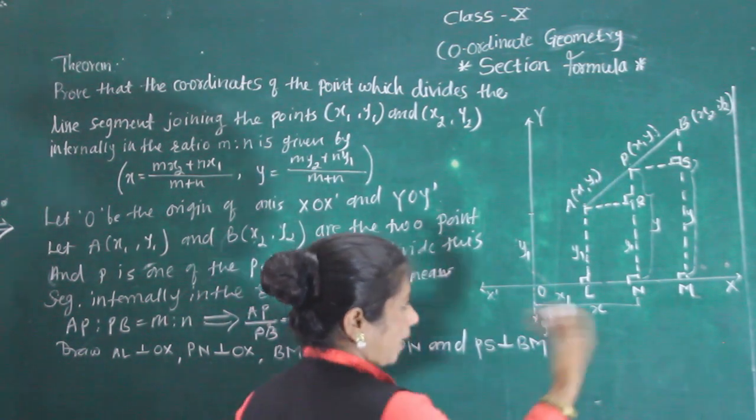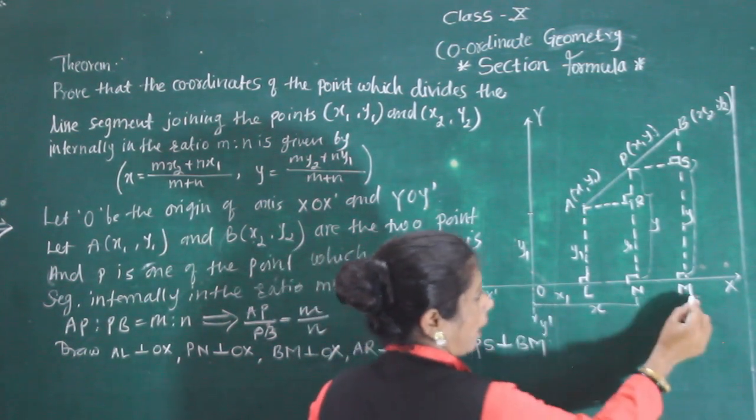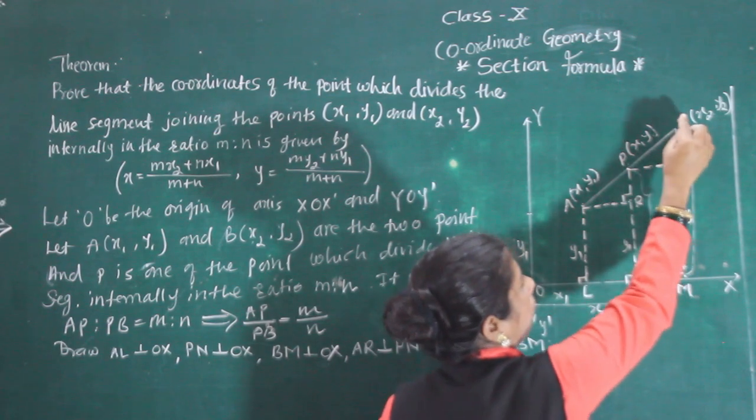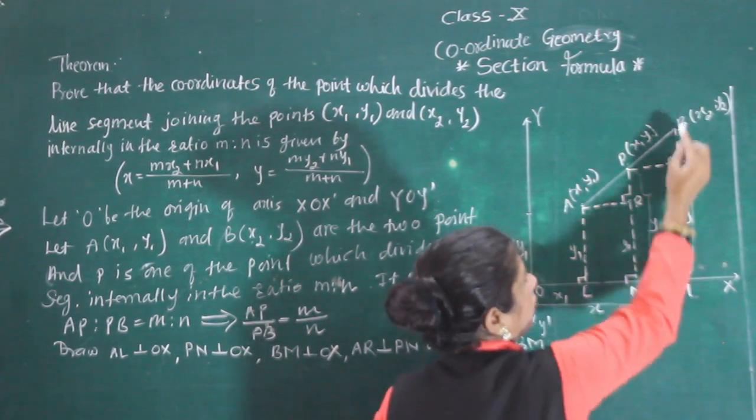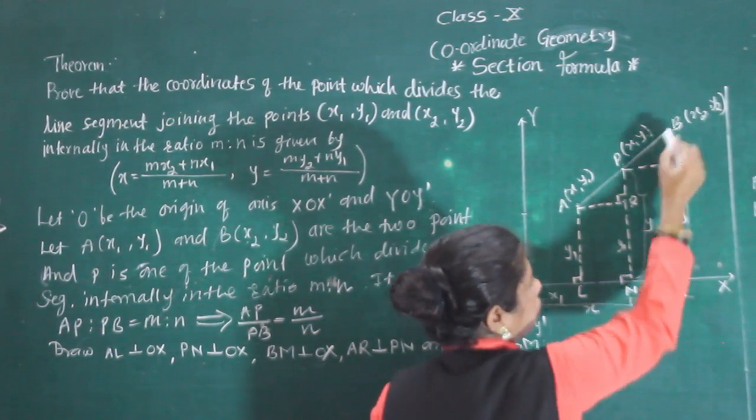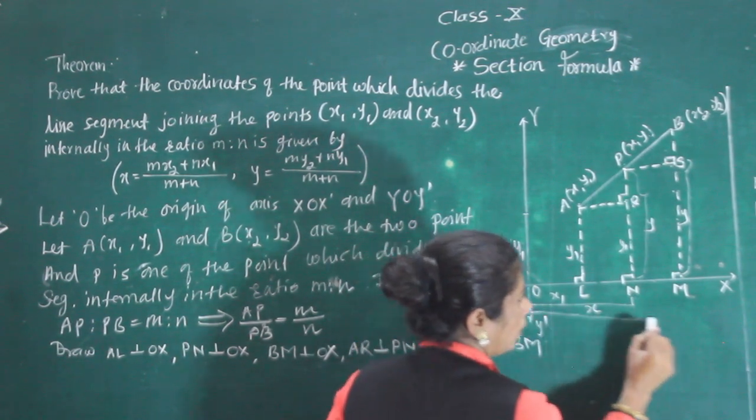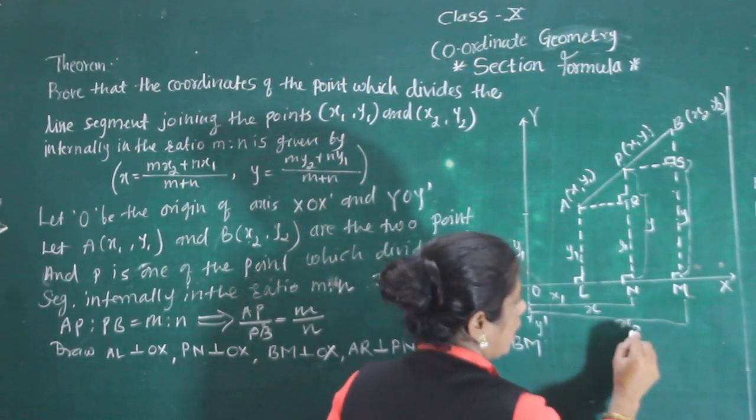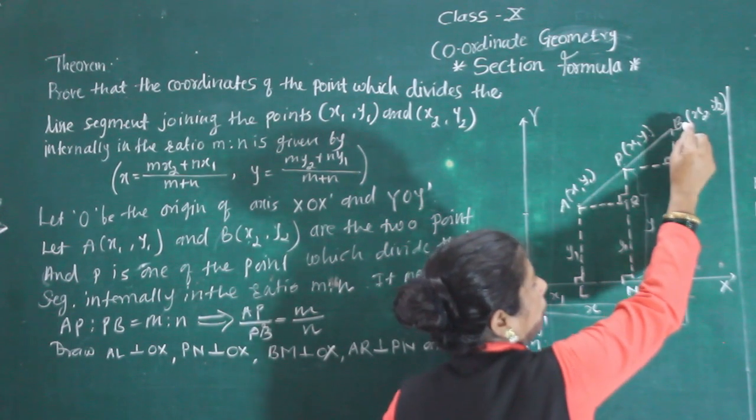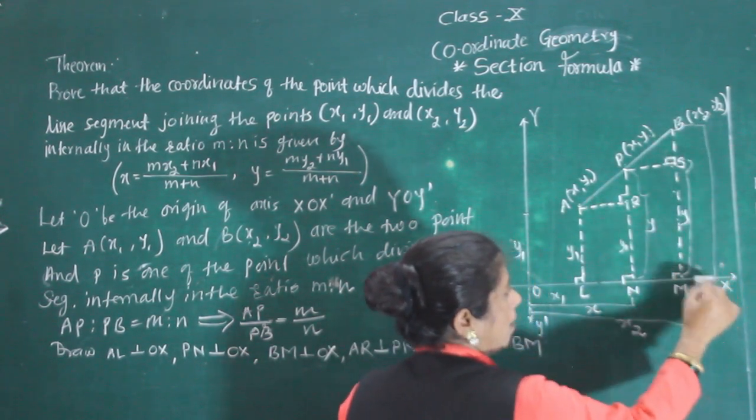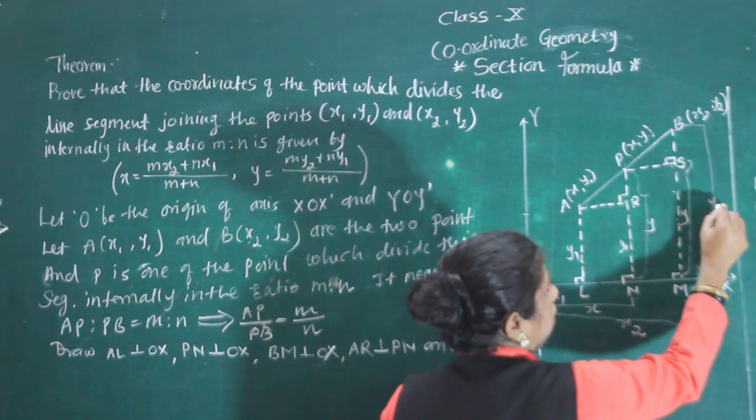Now here, again the next point. What are the coordinates of B? B is X2, Y2. So here the distance from O to M is your X2, right? And the distance from B to M is Y2.